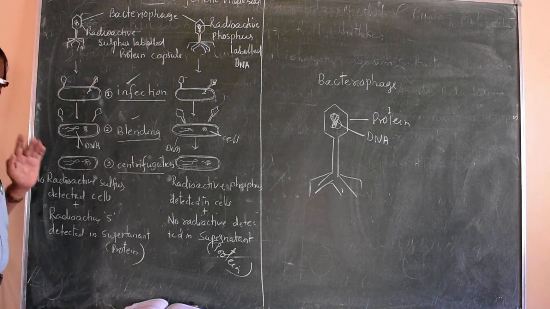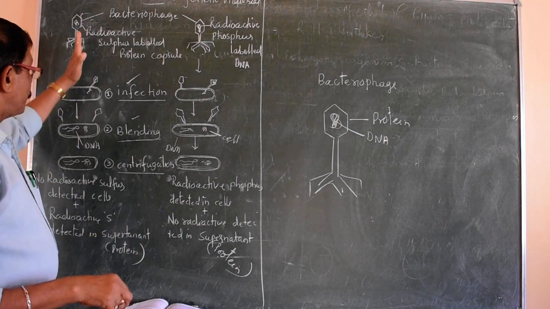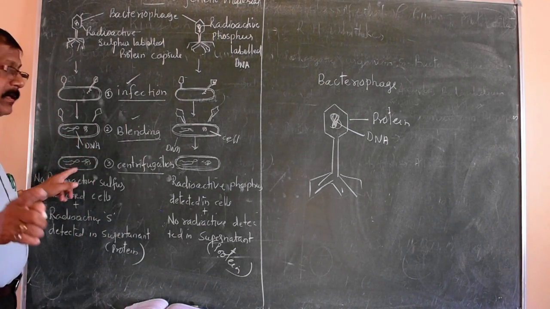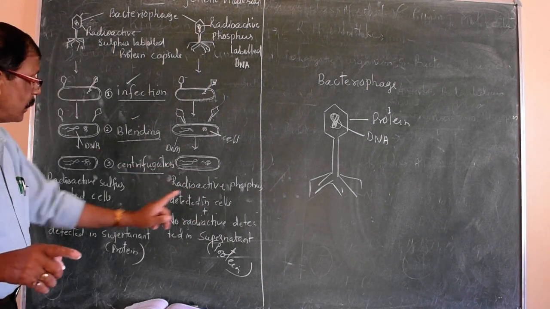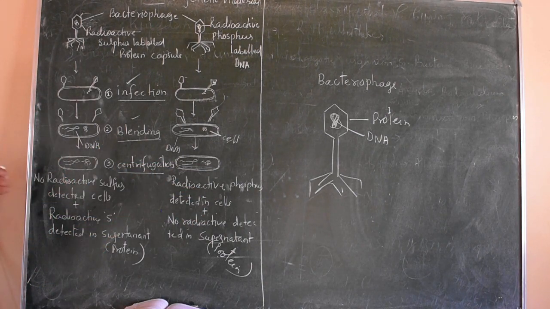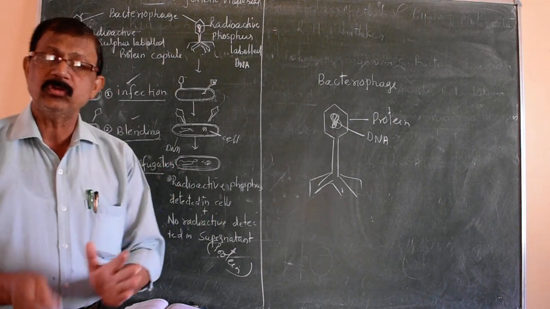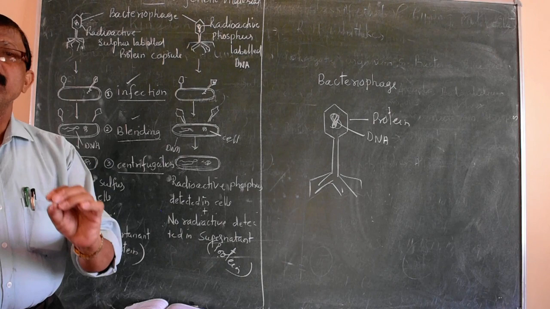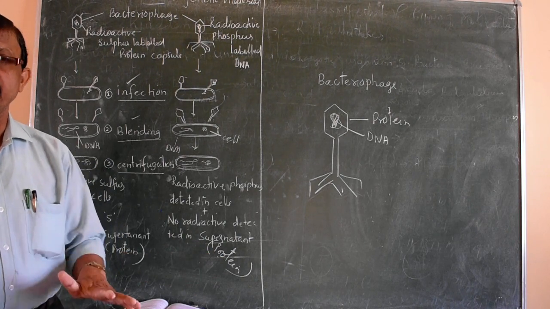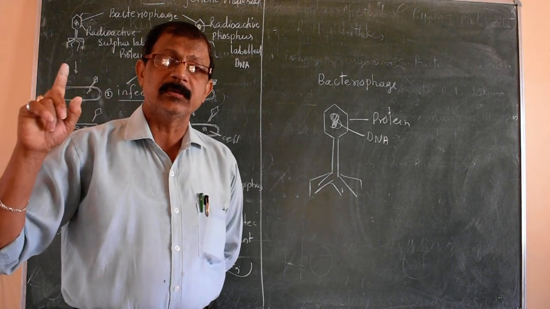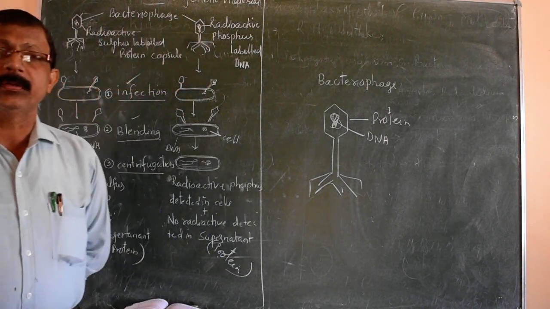So from this experiment it is understood that in both cases, viral DNA entered into the cell, but one DNA is radioactive, another DNA is not radioactive. So thereby, once again, Martha and Chase come to know that DNA is the genetic material, not the protein. Why? Because the biochemical characteristic feature was studied by McCarty, Oswald Avery and MacLeod.